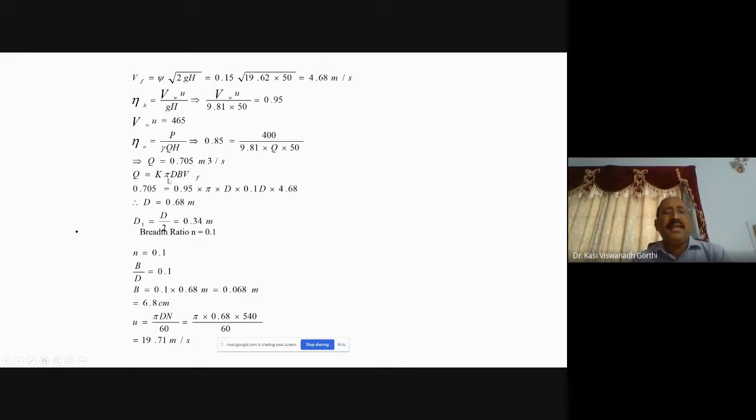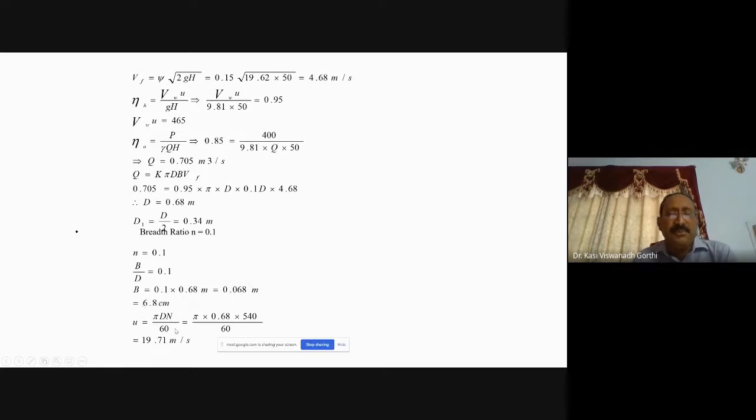Q is equal to K pi D B Vf. Substitute all the values here. The value of D is not known, and we get the value of D, 0.68 meters. D1 will be half of D, 0.34. Breadth ratio n is 0.1. That means B by D is equal to 0.1 or B is equal to 0.1 into D. So the value of B would be 0.1 into 0.68, so 0.068 meters or 6.8 centimeters.